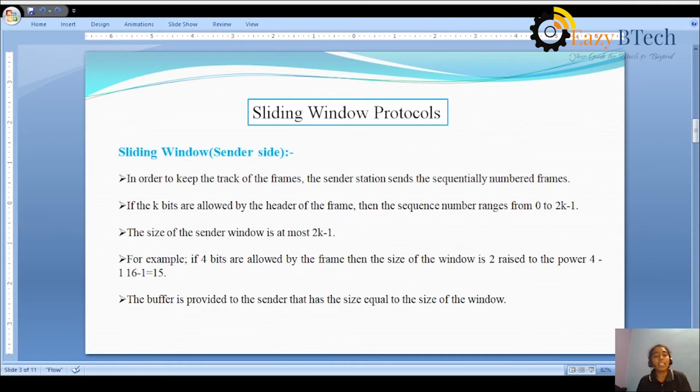The third point: the size of the sender window is at most 2^k minus 1. For example, if 4 bits are allowed by the frame, then the size of the window is 2 to the power of 4, which equals 16. I will show you a diagram, so it will become clear.